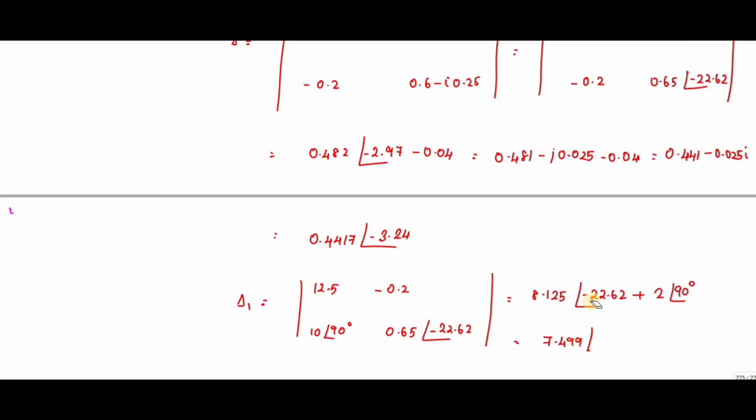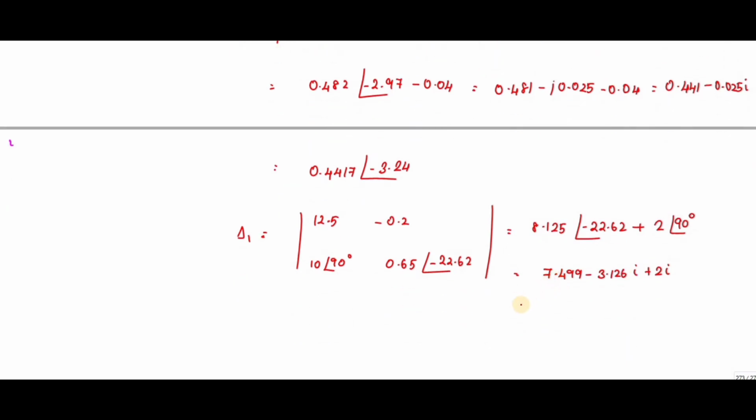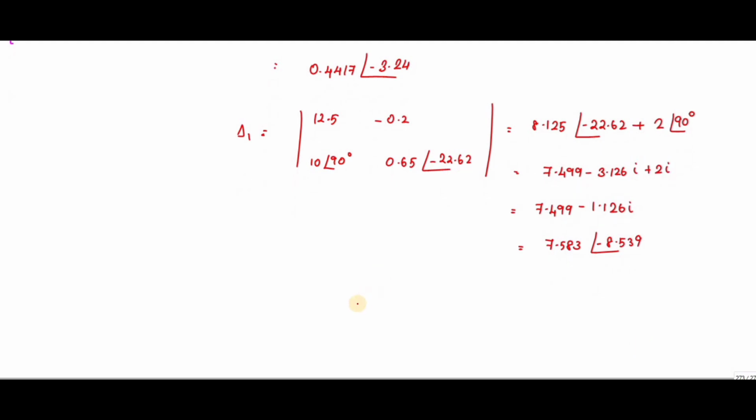I convert this one from polar form to rectangular form. I will get 3.126 I plus 2I. Okay. And so on solving, you will get 7.499 minus 1.126I. So this is equal to 7.583 and minus 8.539. Okay. So what is V1 now?